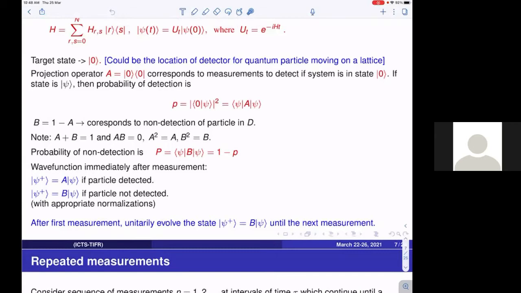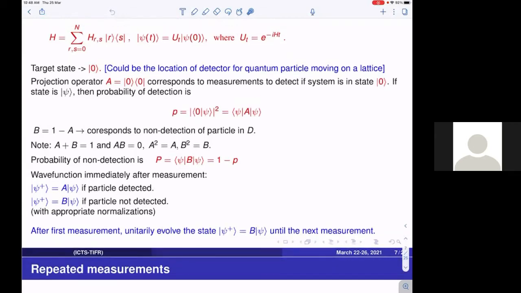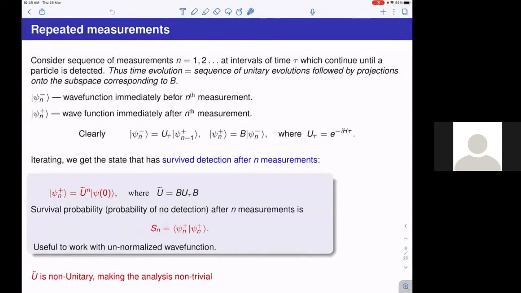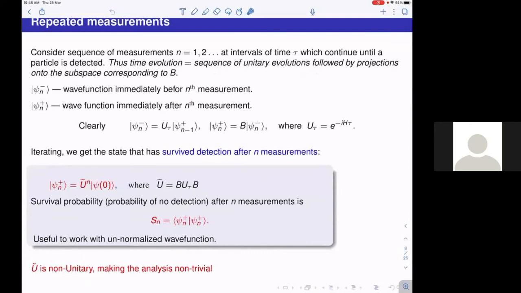After the first measurement, if we don't detect the particle, then we need to unitarily evolve the state psi plus until the next measurement. Now we consider a sequence of measurements which are made at regular intervals of time tau, which continue until a particle is detected. The time evolution is then a sequence of unitary evolutions followed by projections onto the subspace corresponding to B. So it's a conditional evolution, conditioned on the fact that every measurement gives a null. I don't detect in the region A, and it's projected into the subspace B.